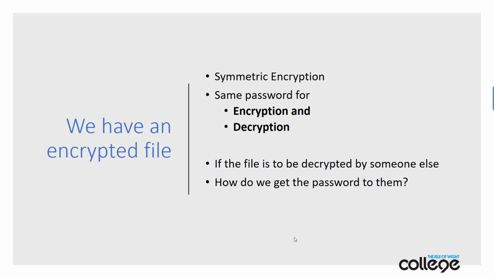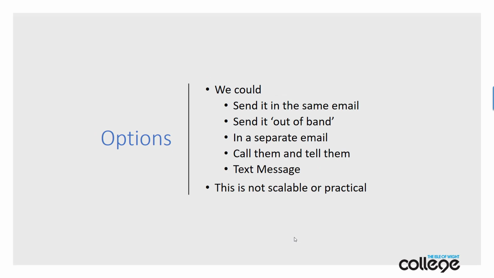So if the file has to be decrypted by someone else, not just sitting on your machine where you will know the password for both sides, how do we get the password to this other person? That's a big problem in encryption, that we want to be able to distribute everything that we need to do with the processes securely. So we could send it in the same email, which is really bad, because it's both sides of the solution, padlock and key, both in the same message.